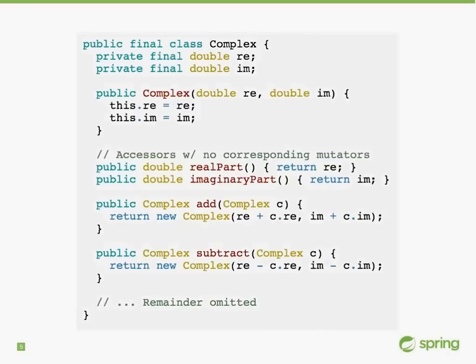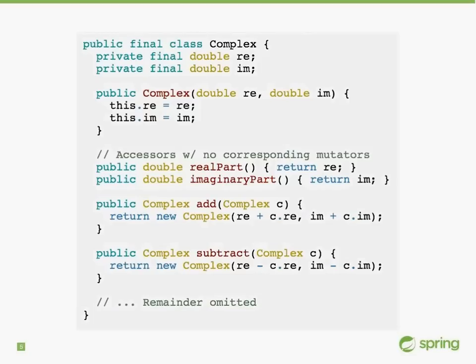We don't see any mutators here. No setter methods. We don't see a class that can be extended. It's actually final. Another way we could have done that is providing only a private constructor. We also notice that all of the state is initialized as part of the constructor. We notice that our fields are private and final. We notice that our accessors are actually returning primitive values, so we don't have to worry about defensive copying.